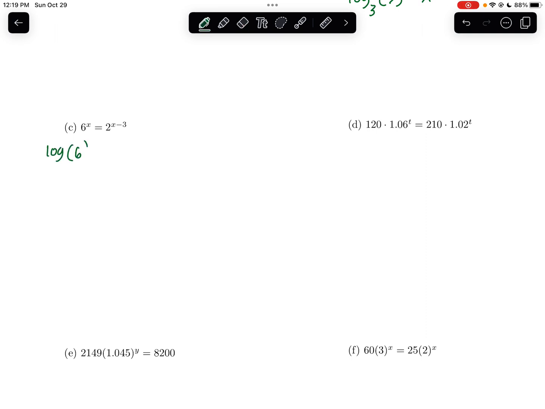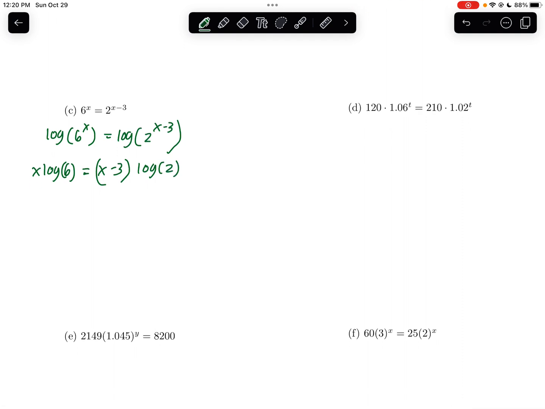you would take the logarithm of both sides. It doesn't matter what base. It literally could be anything, but either 10 or e, right, ln, would be better. So you can write like this, and then you can bring the x out. So this is x times log of 6 is equal to the whole exponent, x minus 3 times log 2.